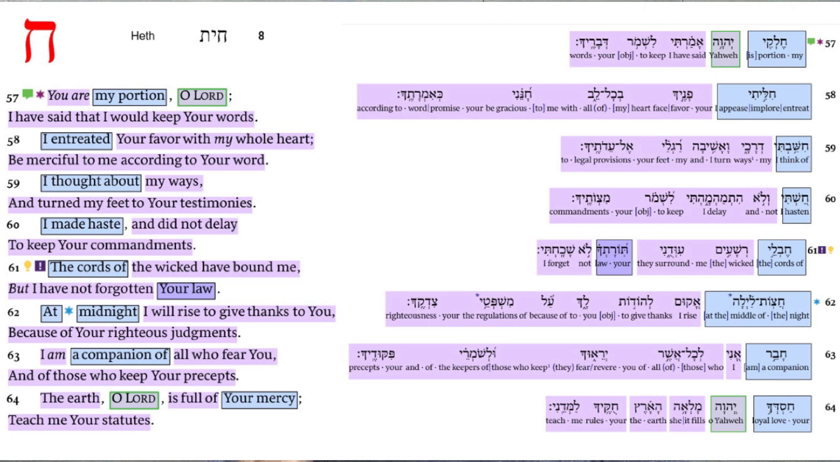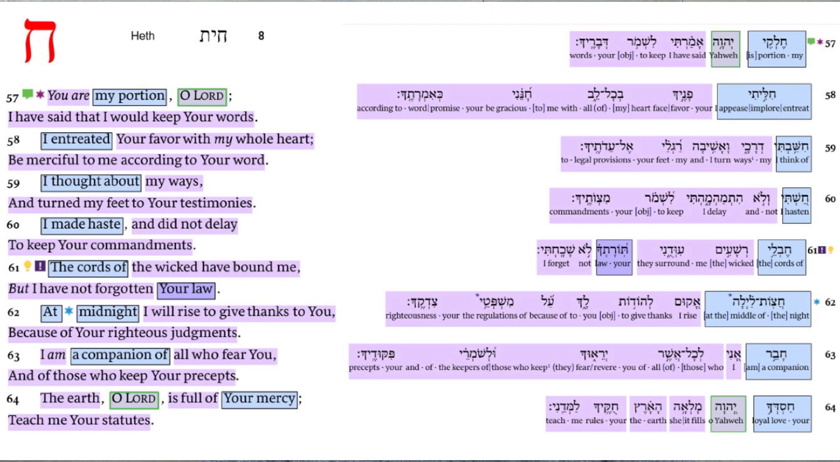So in this, let's read verses 57 to 63. You are my portion, O Lord. I have said that I would keep your words. I entreated your favor with my whole heart. Be merciful to me according to your word. I thought about my ways and turned my feet to your testimonies. I made haste and I did not delay to keep your commandments. Those verses are kind of linked together, and we'll get to that.